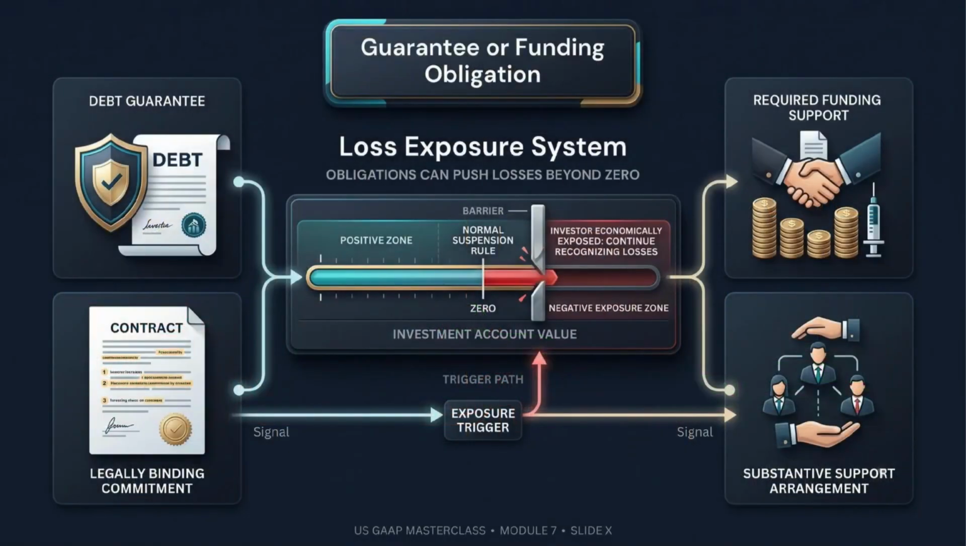The suspension rule does not apply when the investor still has real exposure. If the investor has guaranteed investee debt, has a required funding obligation, has made a legally binding commitment, or has a substantive support arrangement, losses may continue even after the investment account reaches zero. The logic is simple. If the investor is still economically responsible, the income statement should reflect that exposure. A zero investment account is not a magic shield. If the investor is still standing behind the investee, the accounting follows that obligation.